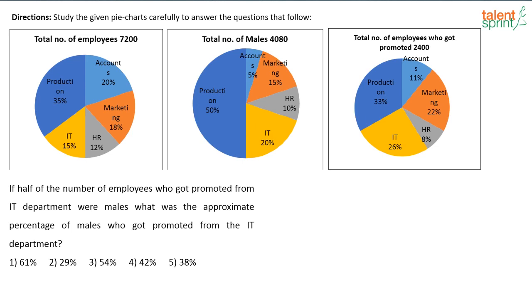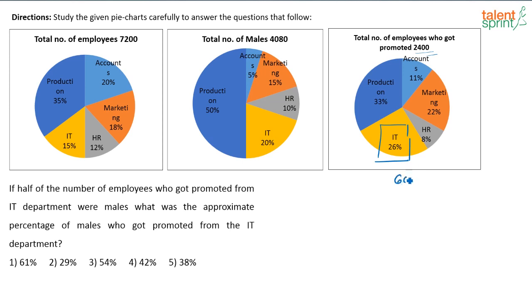If half of the number of employees who got promoted from the IT department. First, let's find out how many employees got promoted from the IT department. The total number of employees who got promoted is 2,400. So how many employees got promoted from the IT department? 26% of 2,400. How much is that? What is 25% of 2,400? 25% is nothing but 2,400 divided by 4, correct?